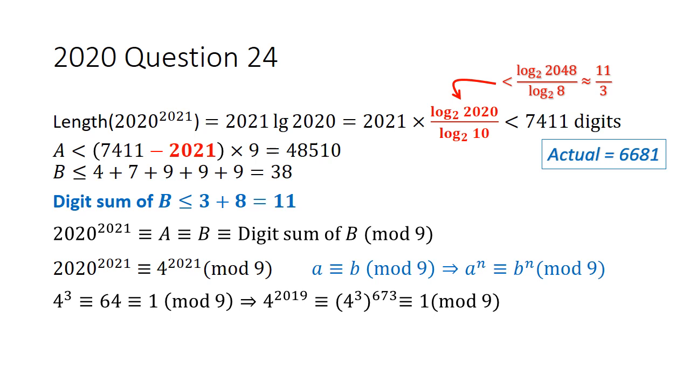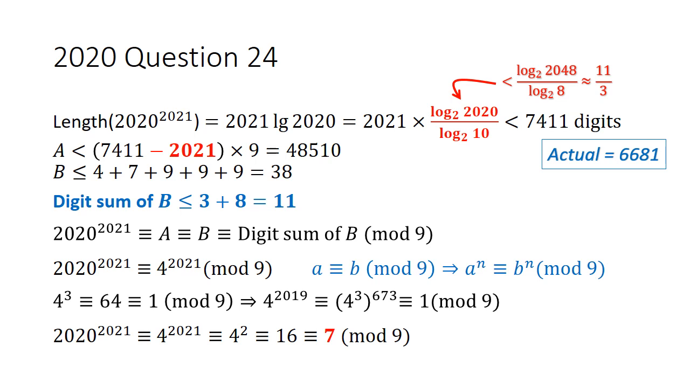And 4 to the power of 2019 is a power of 4 that is closest to 4 to the power of 2021. So if we want the remainder of 2020 to the power of 2021 divided by 9, that would be the same as 4 squared divided by 9, because we can subtract away a power of 2019 from 2021. And 4 squared is 16. 16 gives us a remainder of 7 when divided by 9.